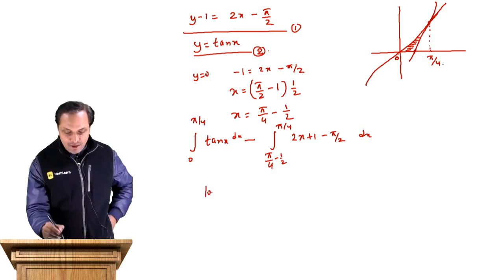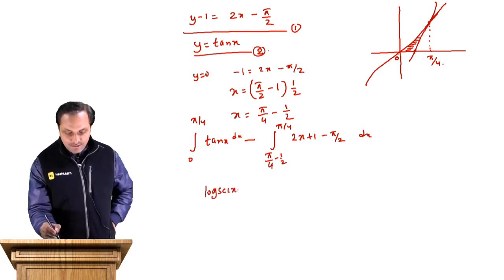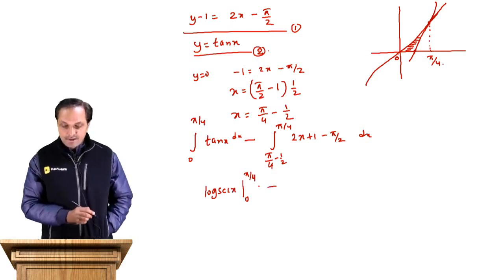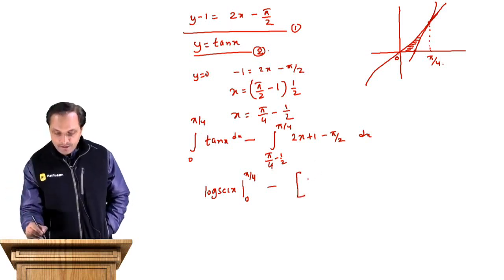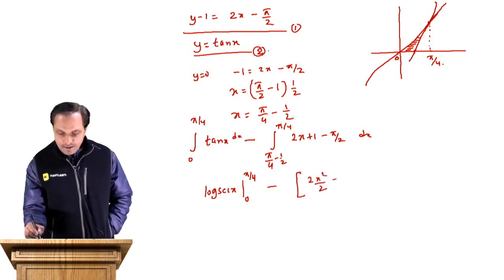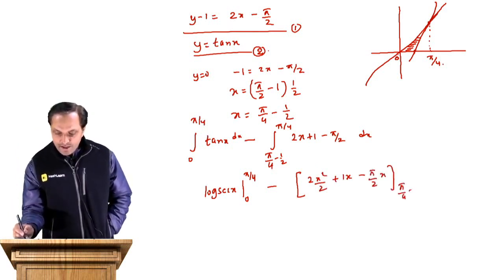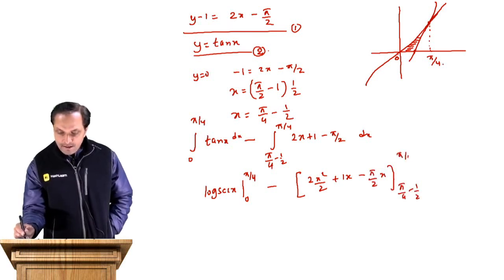So now let us integrate. Integration of tan x is log sec x. Upper limit and lower limit you need to put. This is minus. Here integration of 2x is 2 into x square by 2, plus integration of 1 is 1x, minus pi by 2 into x, and you have to put the limits pi by 4 minus 1 by 2 up to pi by 4.